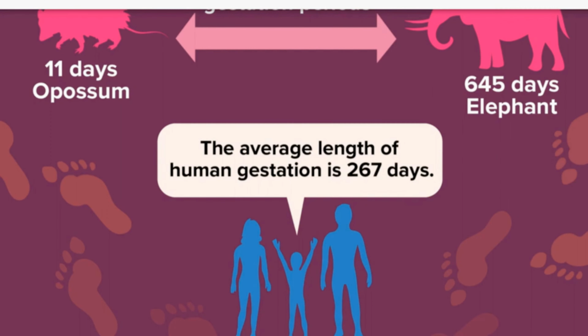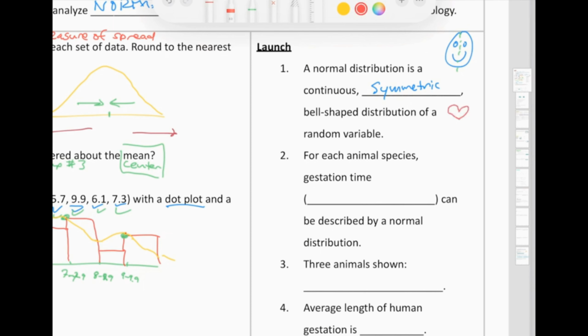All right, let's go ahead and move on to exploring the probability distributions. We said the answers were symmetric. Symmetric is like your face, and you cut it in half. A heart is symmetric. If you put a mirror right there, it cuts it in half. Does it make sense? And then we said for each animal species, gestation time, which is basically another word for pregnancy.